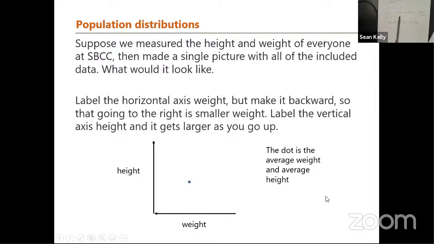So this is a little funny, but here, this dot is the average, okay? There's an average weight and an average height. You add them all up and divide by the number of people, okay? But obviously, not everyone is average.